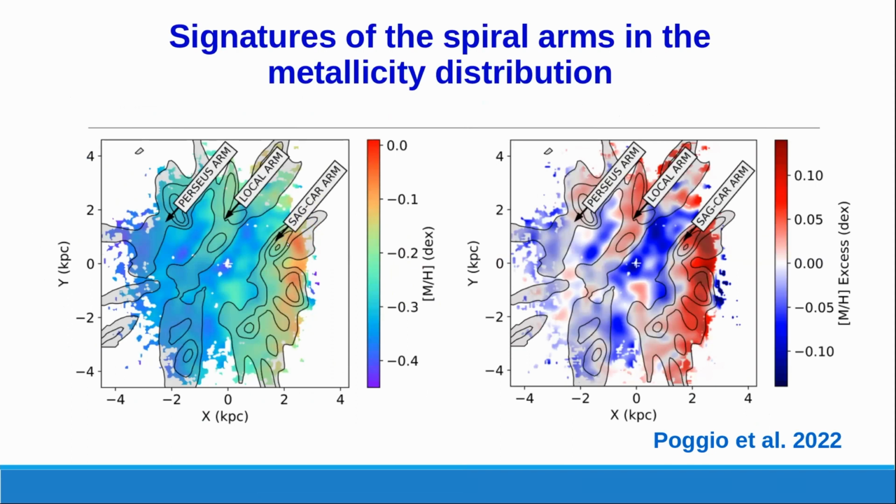Also, Eloisa Poggio was able to detect the spiral arms in the excess of metallicity. She compares the distribution of metals with the distribution of stars in the galaxy, in the plane, with an RGB sample, and she could identify the Perseus, local and Sagittarius spiral arms in the metallicity excess, defined as the local metallicity minus the metallicity averaged over a wider region.